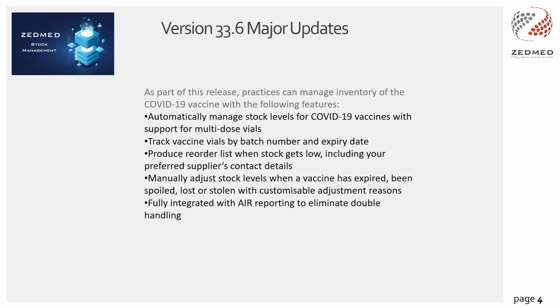It will support, in its full form, multi-dose vials, and it also enables you to track the vaccine vials by batch number and expiry date. You will also be able to produce a reorder list when stock gets low, and manually adjust the stock levels to reflect a movement between stock and a treating room, for example. When it is in its full version, which should be in the next couple of days, we will also have an integration with our AIR reporting to eliminate double handling. So as we administer the vaccination, it will update our stock management module as well. But we will cover that in more detail as we go through this training session.